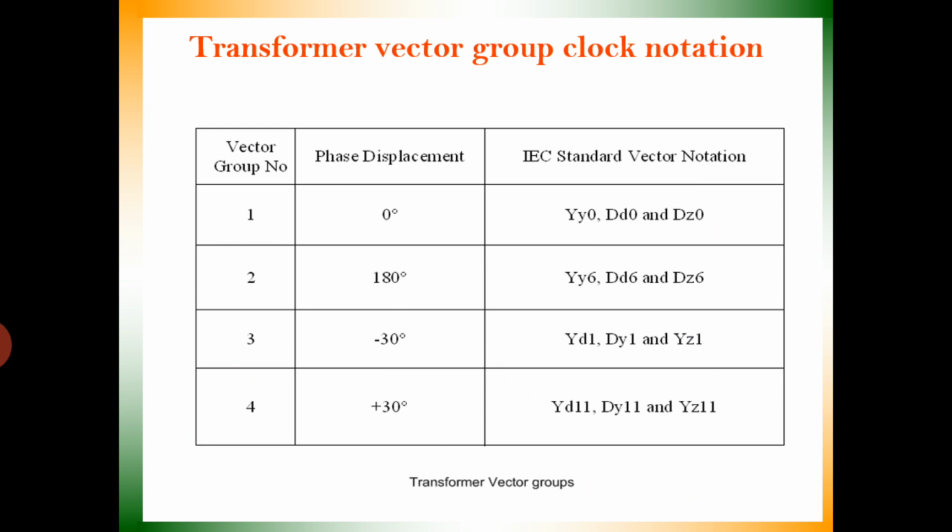In the next, third group, minus 30-degree phase displacement. Now what is the meaning of minus 30-degree phase displacement?